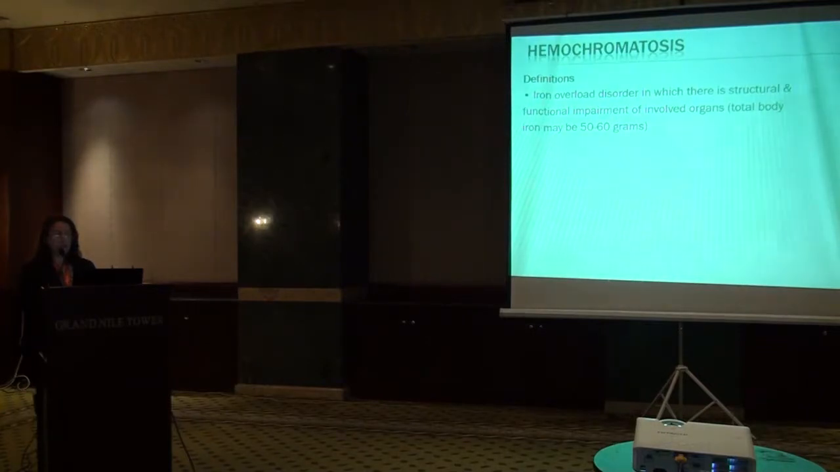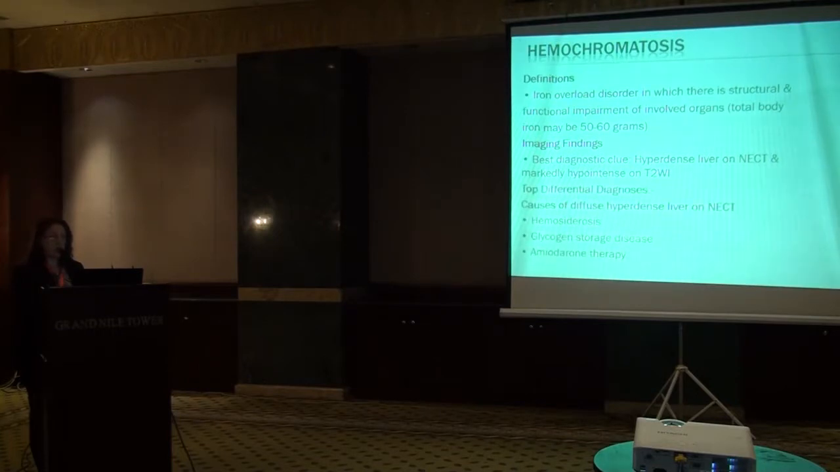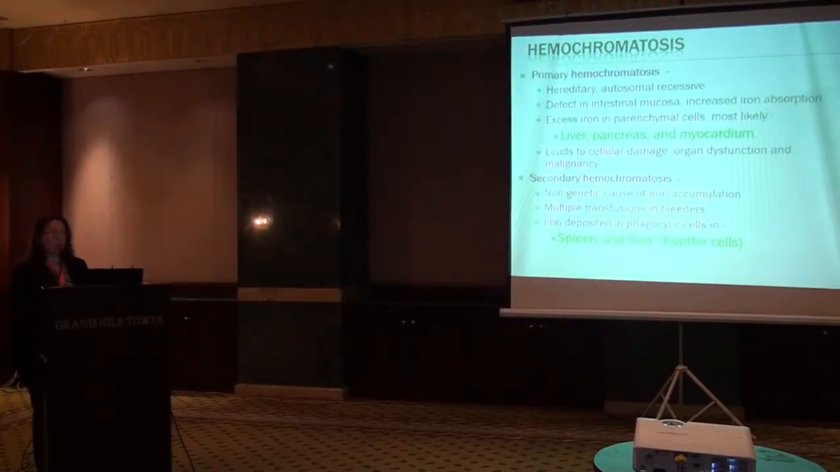Hemochromatosis. This is an iron overload disorder in which there is structural and functional impairment of involved organs. Total body iron may be 50 to 60 grams. The best diagnostic clue is a hyperdense liver on non-enhanced CT and marked hypointensity on T2. In CT images with hyperdense liver, the common differential diagnoses are glycogen storage disease and amiodarone therapy.